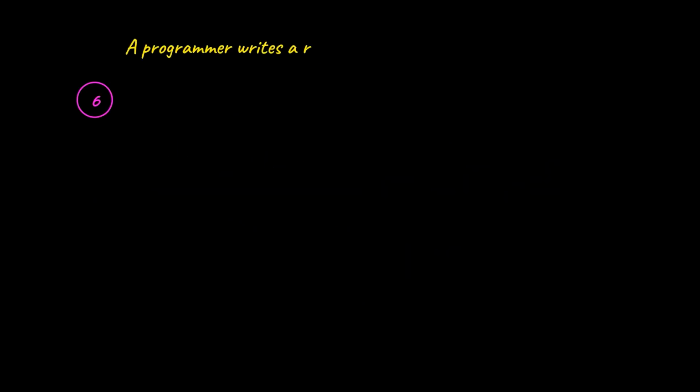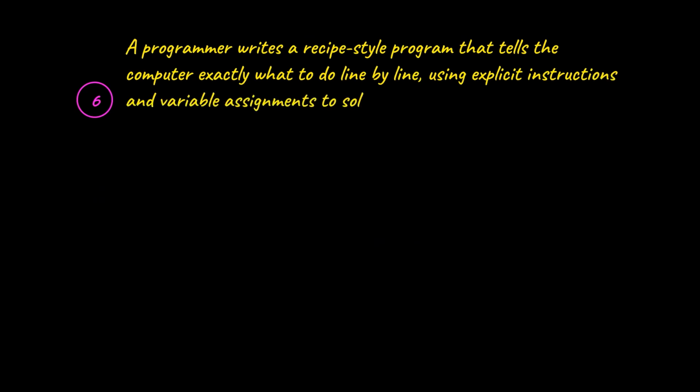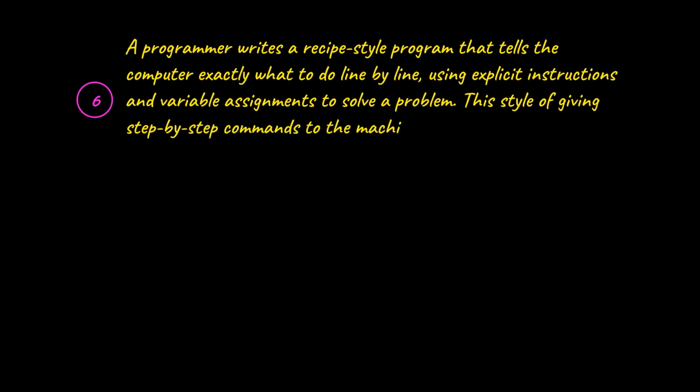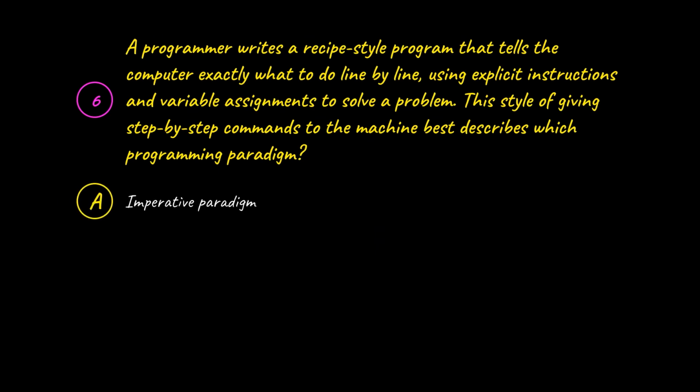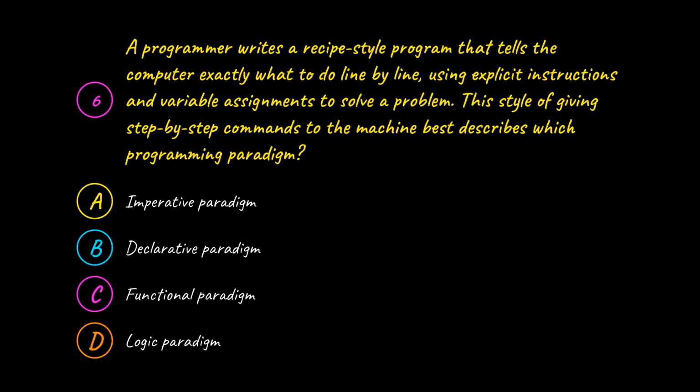Question 6. A programmer writes a recipe-style program that tells the computer exactly what to do line by line, using explicit instructions and variable assignments to solve a problem. This style of giving step-by-step commands to the machine best describes which programming paradigm? Your options are A. Imperative paradigm, B. Declarative paradigm, C. Functional paradigm, D. Logic paradigm. Which would you go with? Lock it in before the reveal.